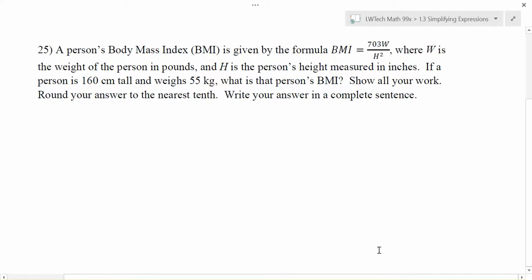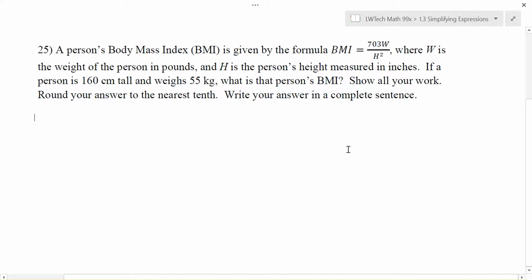Let's take a look at this problem. A person's body mass index, or BMI, is given by the formula BMI equals 703W divided by h squared, where W is the weight of a person in pounds and h is the person's height measured in inches. If a person is 160 centimeters tall and weighs 55 kilograms, what is that person's BMI? Show all your work, round your answer to the nearest tenth, and write your answer in a complete sentence.